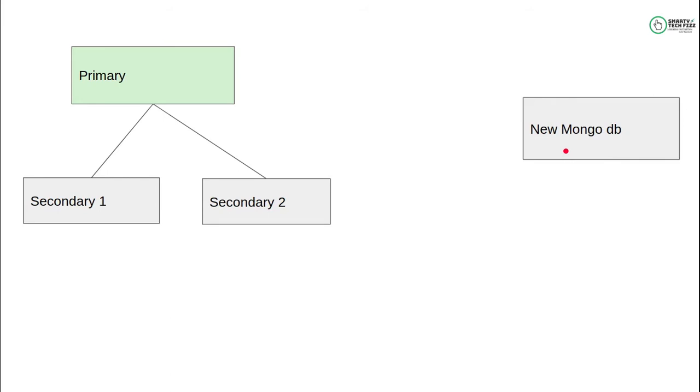So let's see how we can do that. Firstly we will see how we can convert this MongoDB server to a replica set member, and then I will tell you the steps you need to take care of while adding this member to the already existing replica set. Let's do it one by one.